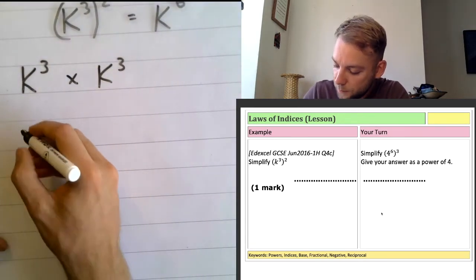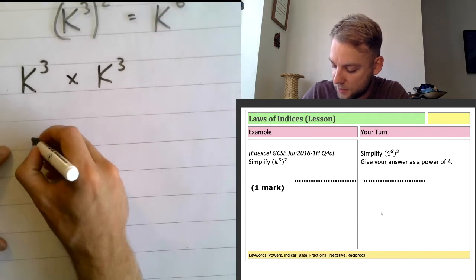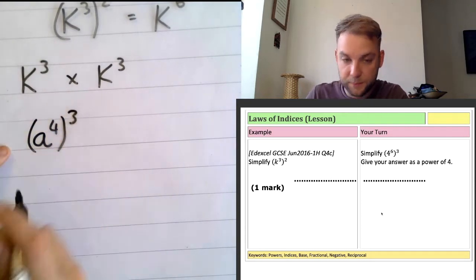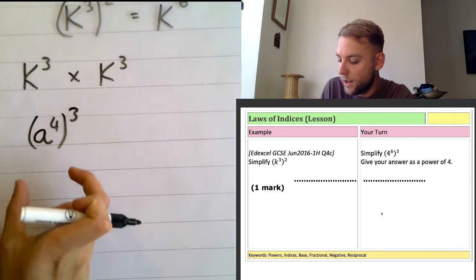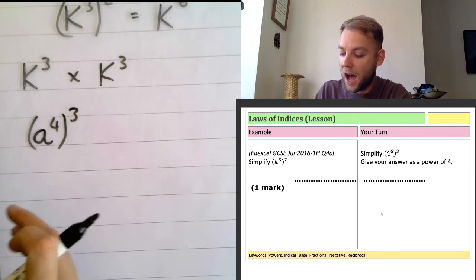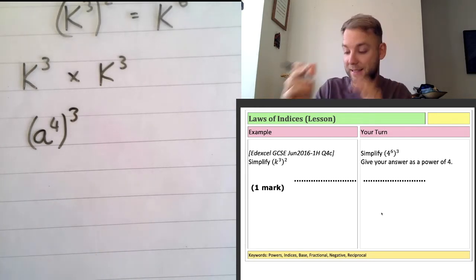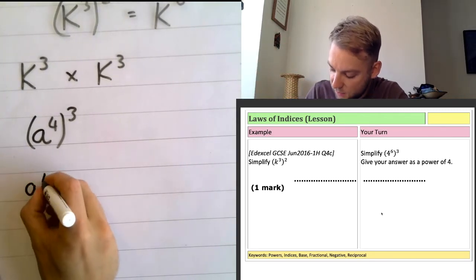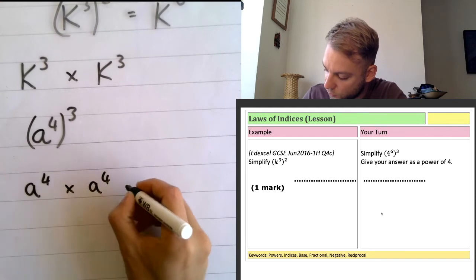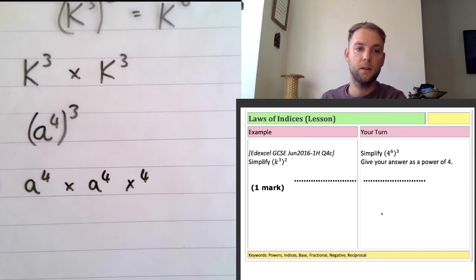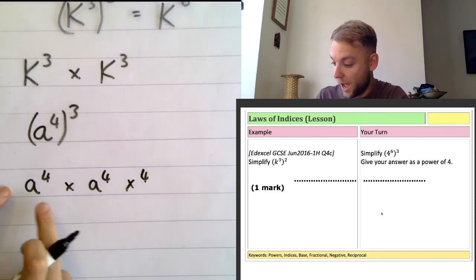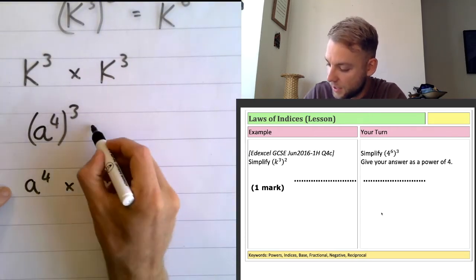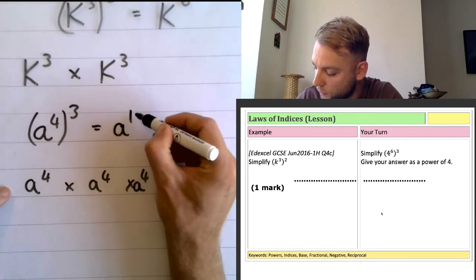Let's do A for Mr. Adams. So a to the power of 4, all to the power of 3. This one is telling us I want a to the 4 times by itself 3 times. 1, 2, 3. So this means a to the 4 times by a to the 4 times by a to the 4. Which I know is, we add the powers when we're timesing. So this one is going to be equal to a to the power of 12.